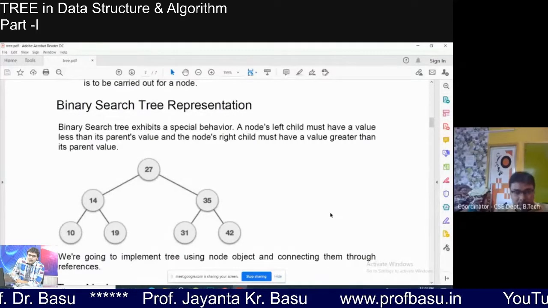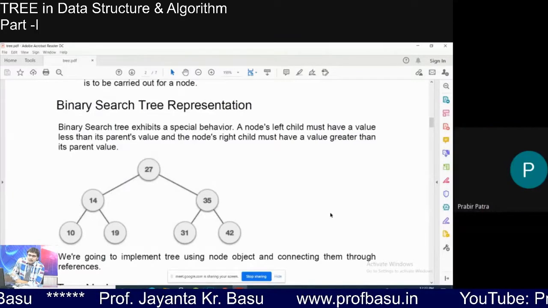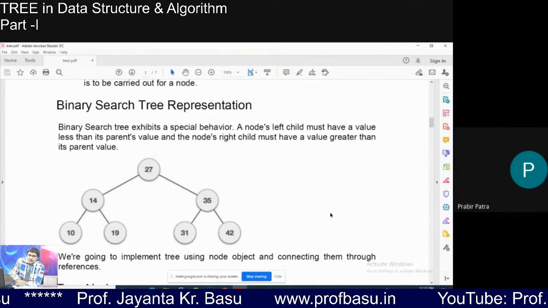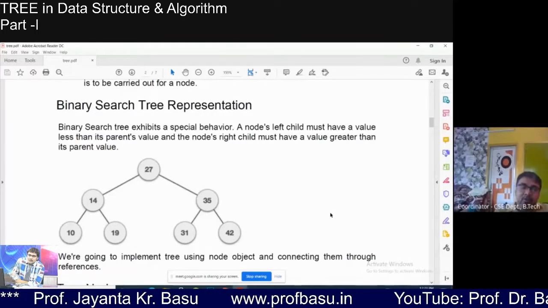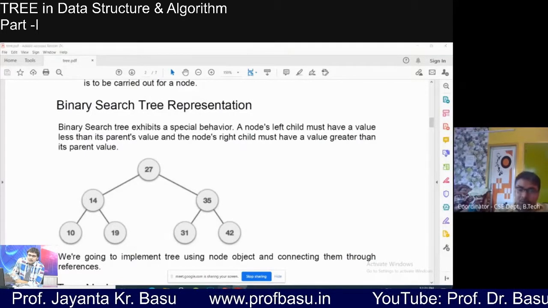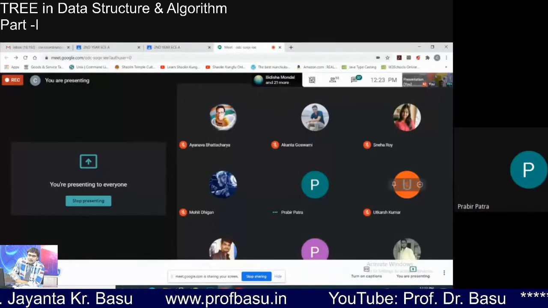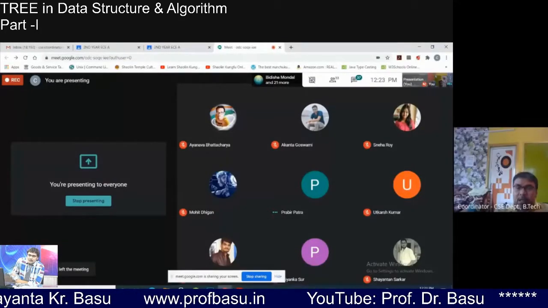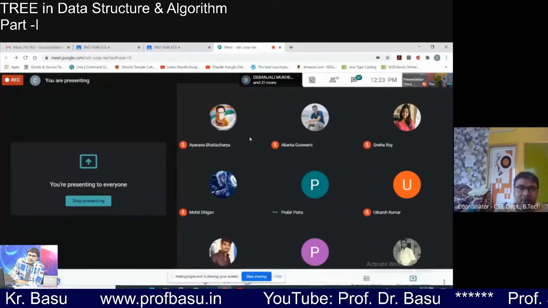Sir, may I tell something? Definitely. Sir, on the left side, the element has a value less than the parent's node, and the right side element has a greater value. Exactly, absolutely right. Who is this? Sir, Probir Patra. Absolutely. Very good. Excellent.